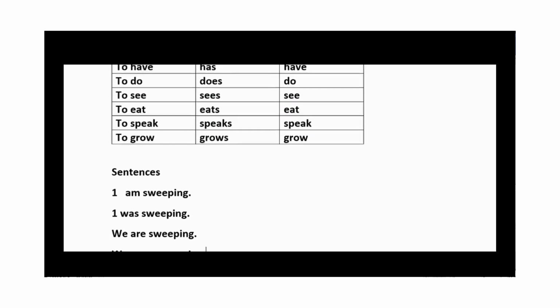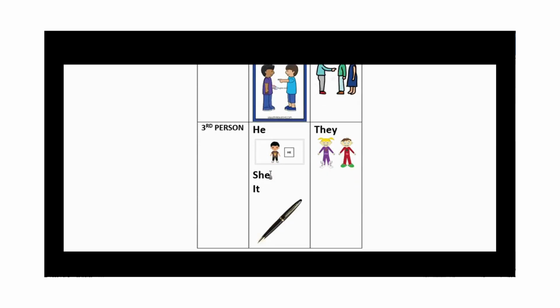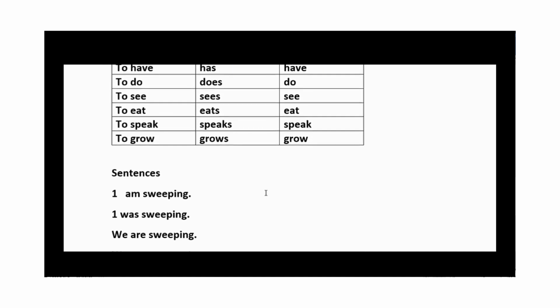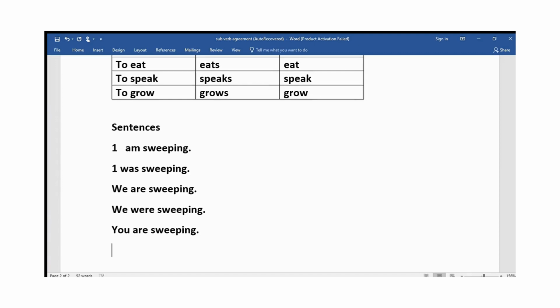Okay, now we're going to use the second person. We use you. The second person, you, is plural in nature. So whether it is singular or plural, it takes a plural verb. Therefore, we have you are or you were. Are for the present tense plural: you are sweeping. And for the past tense plural, you were sweeping.